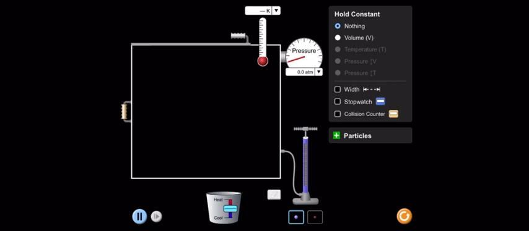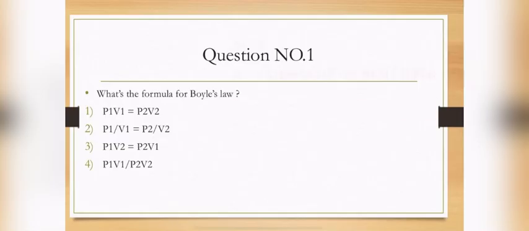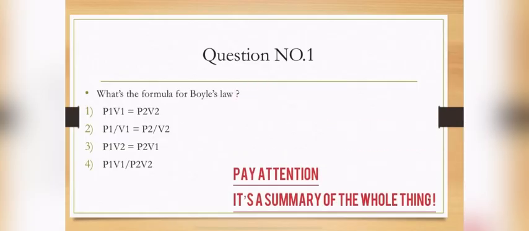So we can only force the volume to remain constant until a certain point. And guys, we are done with this online experimental resource. So now we are going to go through a couple of questions so we can understand the topic more efficiently. So guys, let us go over, as a summary, what we learned from that experimental resource.